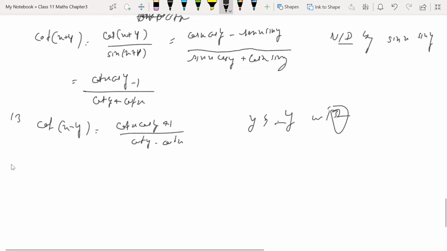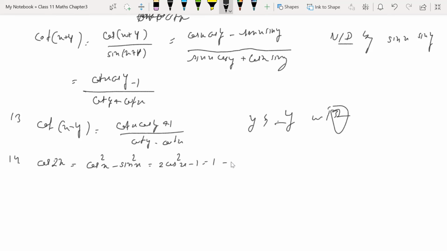And similarly, we can solve identity 14. Cos 2x is cos square x minus sin square x, which is equal to 2 cos square x minus 1, which is equal to 1 minus 2 sin square x, which is equal to 1 minus tangent square x divided by 1 plus tangent square x.